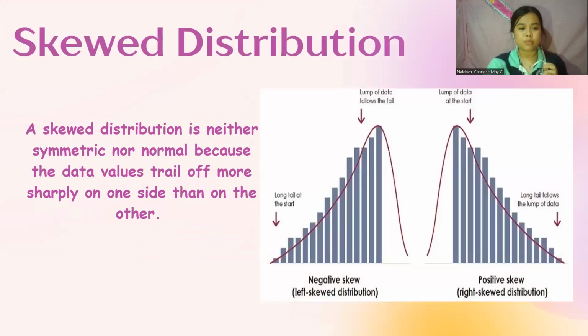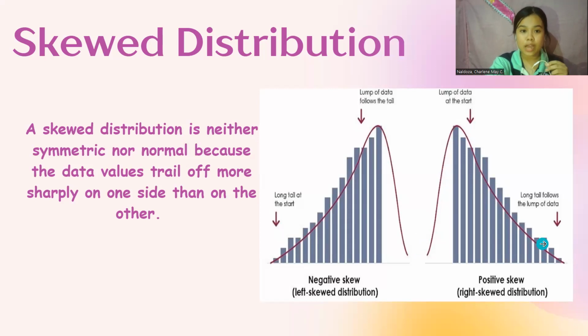So a skewed distribution is neither symmetric nor normal because the data values trail off more sharply on one side than on the other. As you can see in the picture, in the skewed distribution, we cannot say that it is symmetric because there is one tail that is more sharply extended than the other.